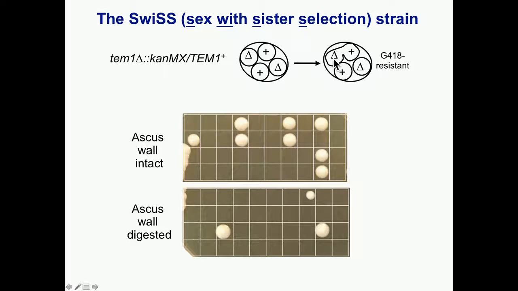And so I wanted to develop a strain to test this, and I developed one that I call the Swiss, in which I have a deletion of the TEM1 gene, which is required for exit of mitosis, marked with G418 resistance. So the only way to get a G418 resistant colony is if you have immediate mating by two sister spores before they attempt to bud. And you can see here that digesting the ascus wall, again, seems to disfavor mating and promote budding.